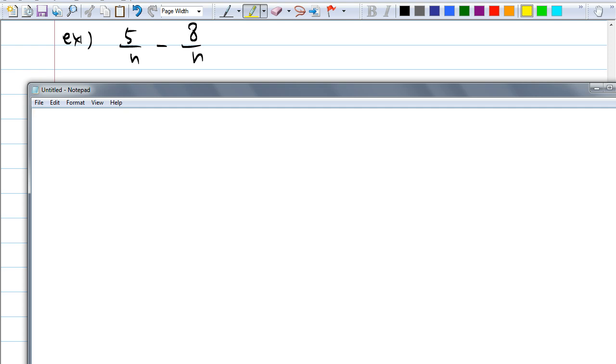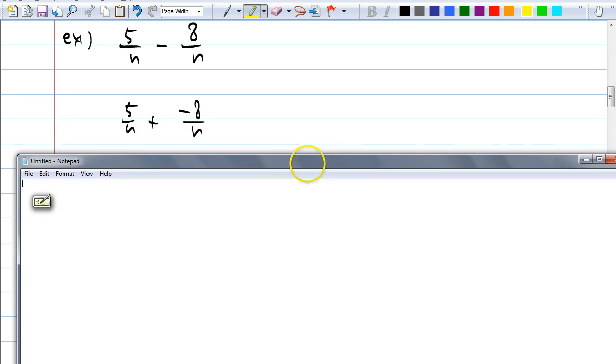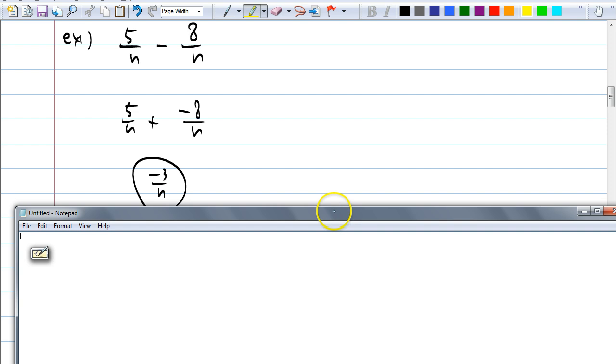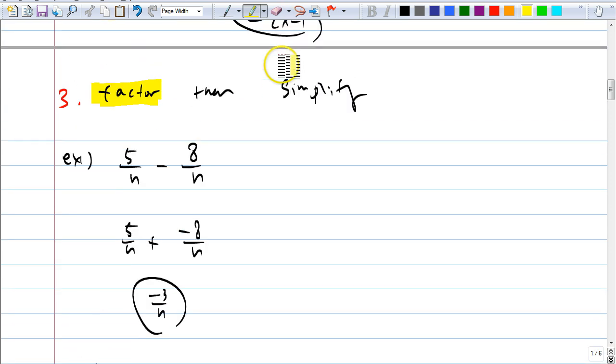So what do we get here? How about Carly? I got negative 3 over n. Negative 3 over n is correct. Isn't that what we get? Because I changed it to addition, and of course, 5 plus negative 8 is negative 3. How many got negative 3 over n? You could also write it as negative 3n, negative 3 over n like this. Same thing. Any questions? Either way, it's fine.